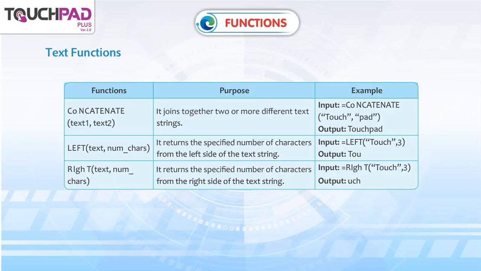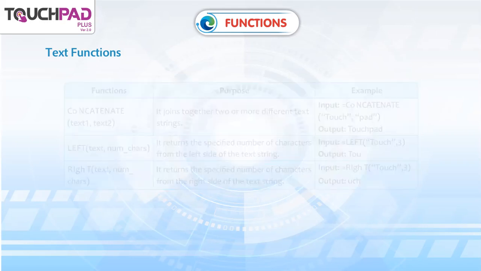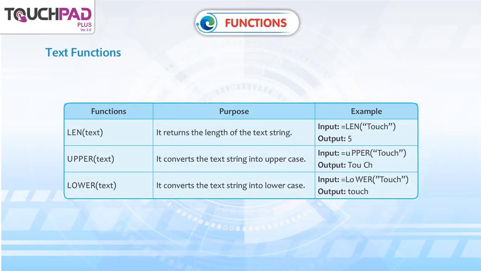Output: UCH. LEN(text). It returns the length of the text string. Input: =LEN("touch"). Output: 5. UPPER(text). It converts the text string into uppercase. Input: =UPPER("touch").